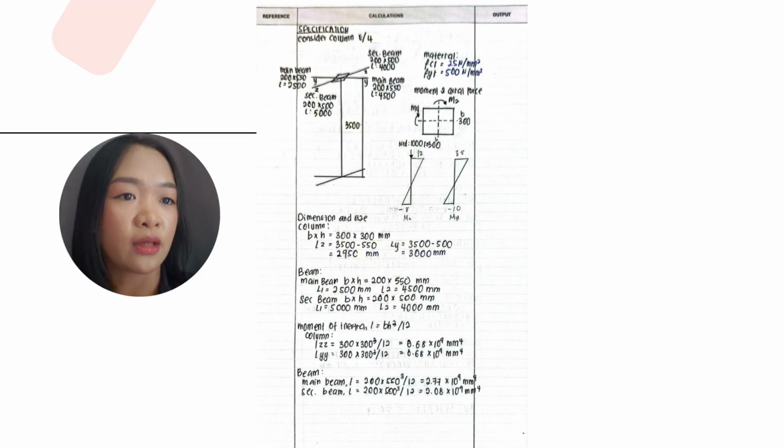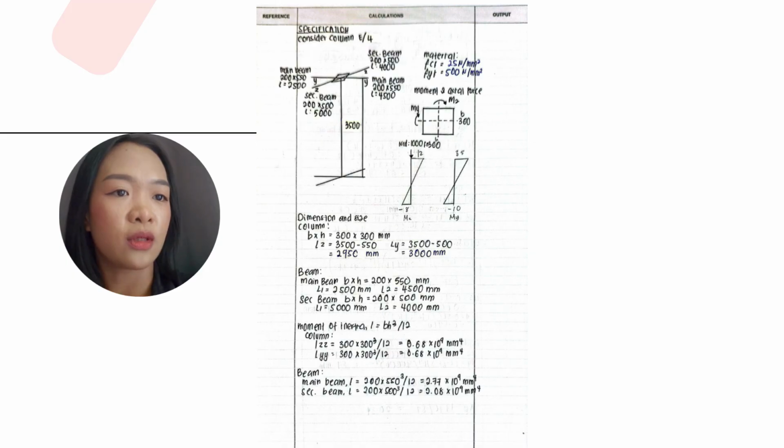The column is connected by a main beam and a secondary beam. The main beam is 200 by 500 millimeters, while the secondary beam is 200 by 500 millimeters. For material, we use concrete strength of 25 and steel strength of 500.